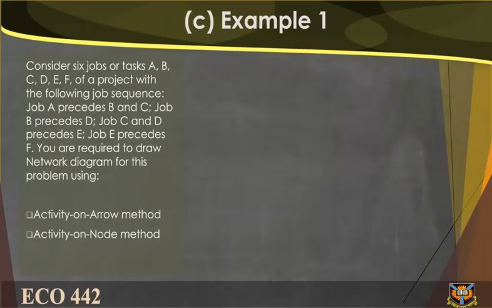C. Example 1. Consider 6 jobs or tasks A, B, C, D, E, F of a project with the following job sequence. Job A precedes B and C. Job B precedes D. Jobs C and D precede E. Job E precedes F. You are required to draw a network diagram for this problem using the activity on arrow method and the activity on node method.